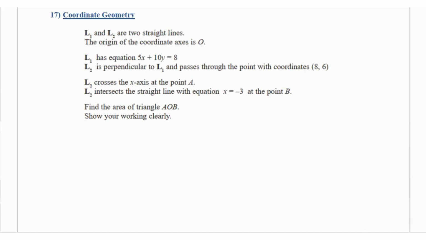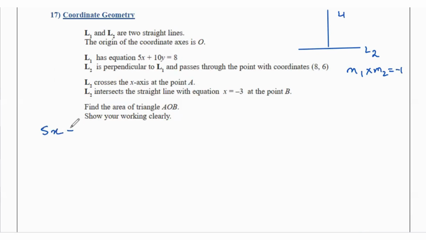So L1 and L2 are perpendicular. Let's talk about that first. If two lines are perpendicular, that means the product of the gradients will equal -1. So using this rule, we can figure out what the gradient is going to be for L2, because we have an equation for L1 and we can easily find its gradient using that line.